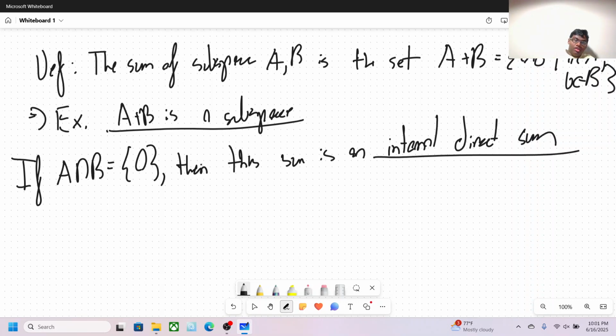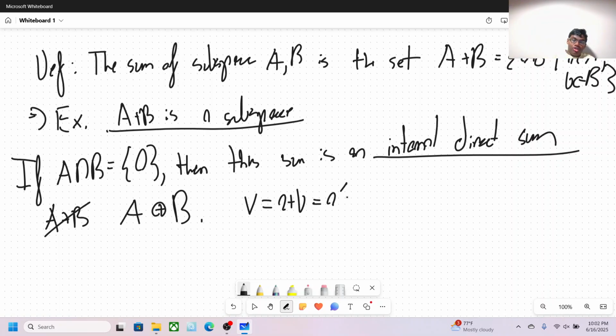Internal direct sum. And we're going to write it not A plus B, but rather A ⊕ B. And somehow this condition here is going to give rise to uniqueness. Why? Let's say V equals A plus B equals A prime plus B prime. Then what we're going to have is A minus A prime equals B prime minus B. This lives in A, this lives in B.